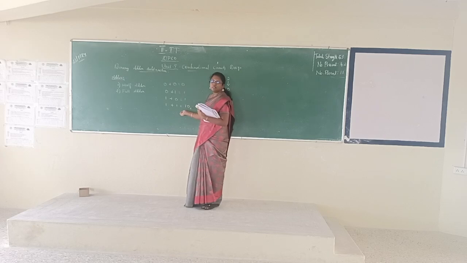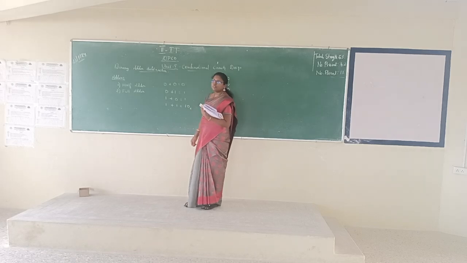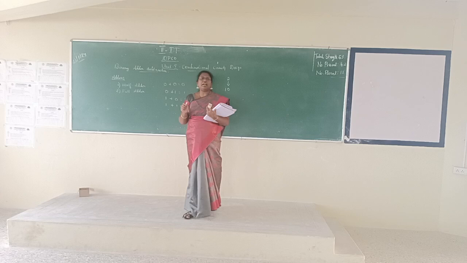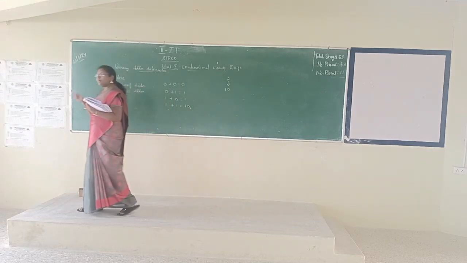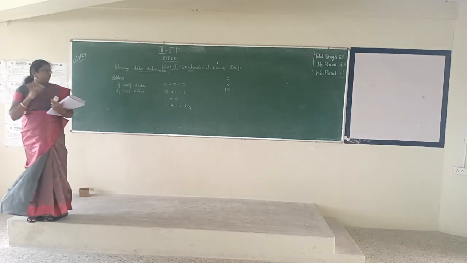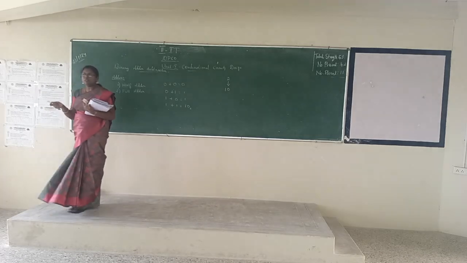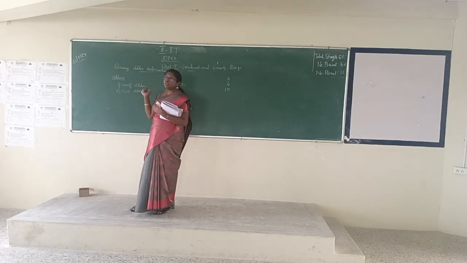Is that clear? Any doubts? So in half adder, full adder, half subtractor, full subtractor, you have to follow this rule. In X-OR logic, 1 plus 1 will be 1, right? But for half adder, full adder, what is 1 plus 1? Not 1, it is 10.